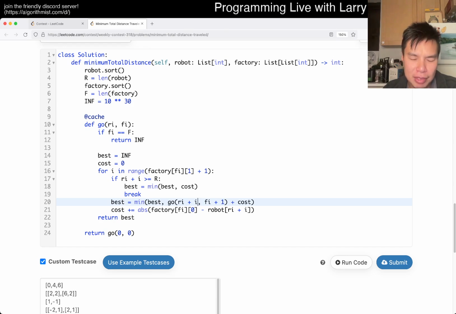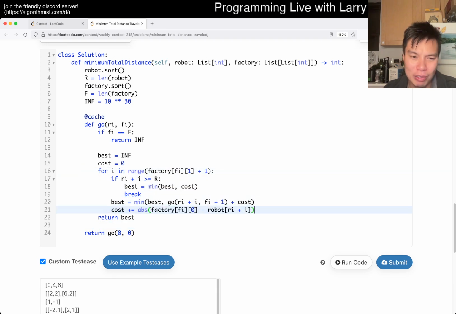yeah, so this is just going to the next robot that we have to care about, and this is the next factory that we have to care about, and this is the running cost. And of course, this is just to add the next robot. If we want to add this robot to this factory, this is the cost of that, right? That's the distance it has to move. And then this for loop will take care of it.